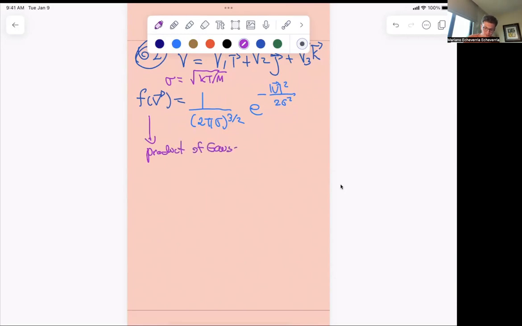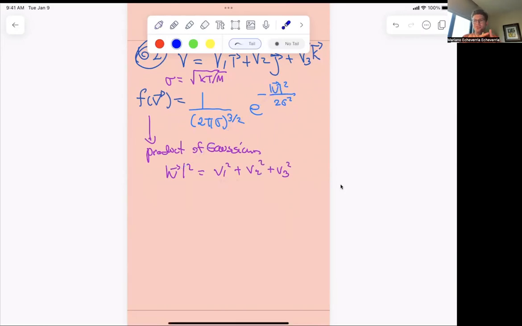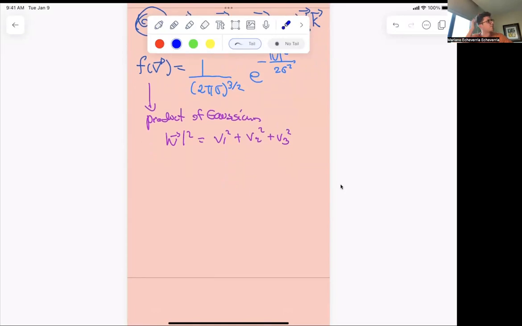It's actually more explicit if you remember that the length of V squared is V1 squared plus V2 squared plus V3 squared. So when you put this into here, you see more clearly, because when you have a sum in an exponential, it's just a product of exponentials. You can see more clearly that it's a product of Gaussians. So there's a Gaussian for each direction in space. That's the Boltzmann distribution or Maxwell distribution for velocities, which is kind of famous.